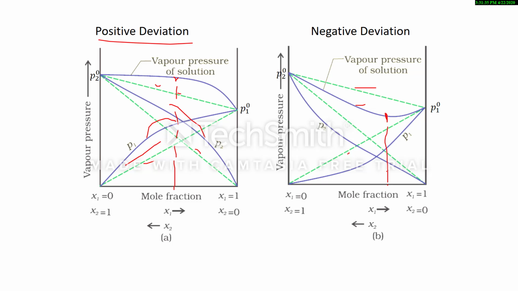That means its boiling point will increase because its vapor pressure is low, and to make this vapor pressure equal to atmospheric pressure, we will give more temperature. That's why this composition will have the higher temperature, higher boiling point. Is it clear? Now where will it be useful?